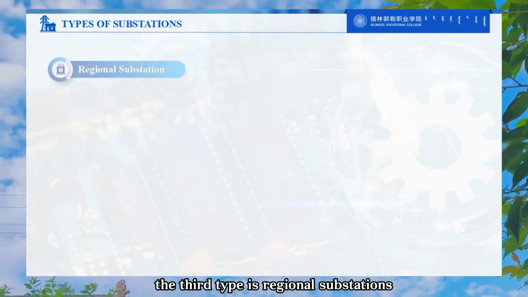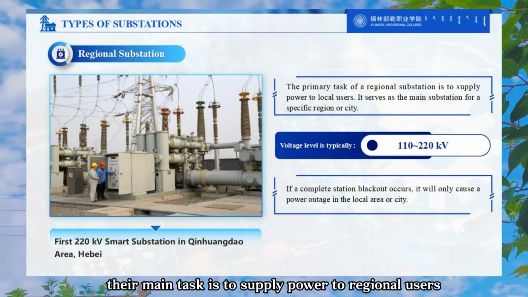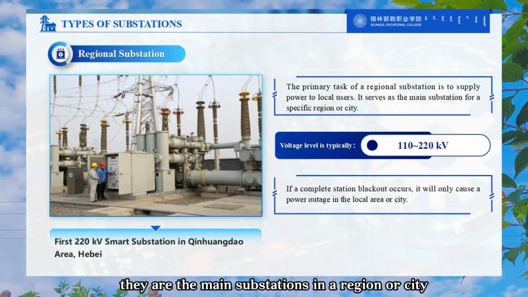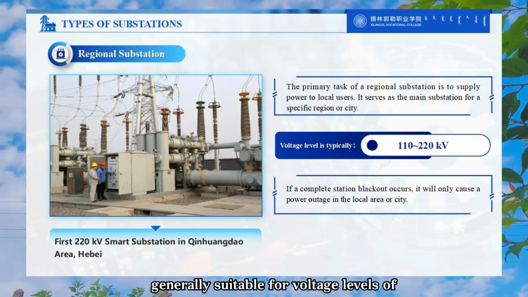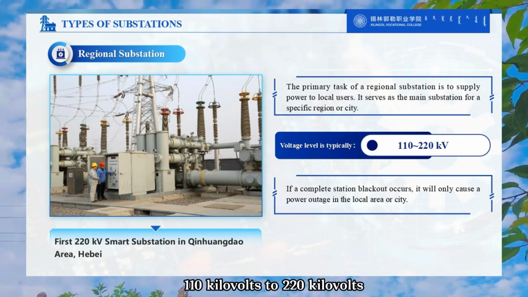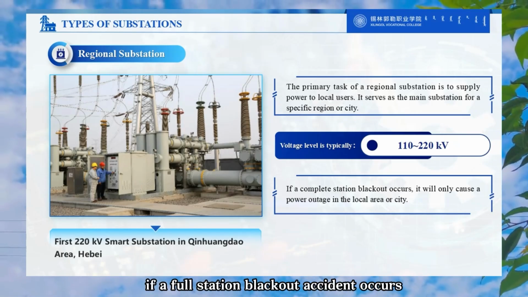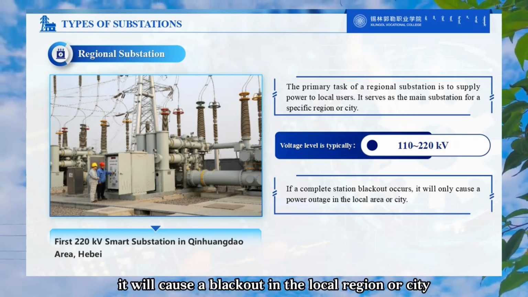The third type is regional substations. Their main task is to supply power to regional users. They are the main substations in a region or city, generally suitable for voltage levels of 110 kilovolts to 220 kilovolts, which also falls within the high voltage range. If a full station blackout accident occurs, it will cause a blackout in the local region or city.